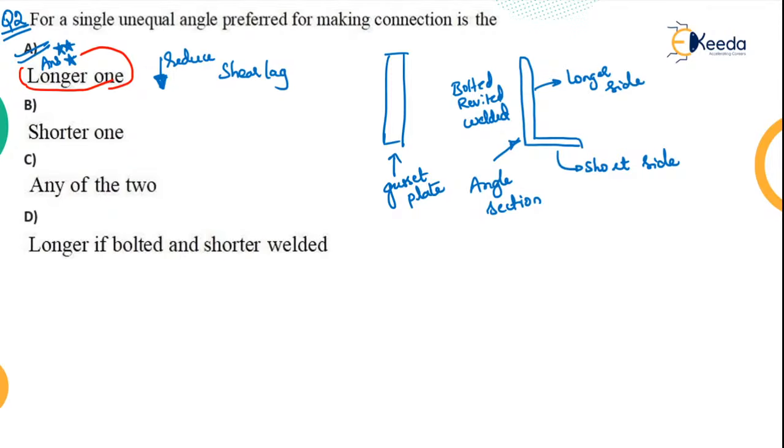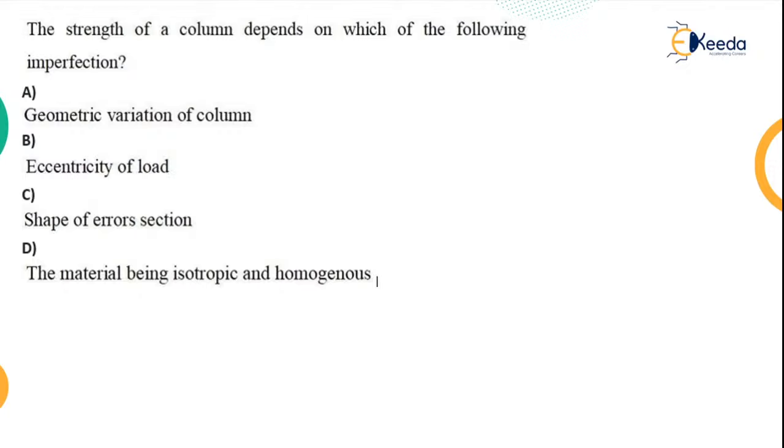Okay, let's move to the next question. Third question, question number 3. The strength of a column depends on which of the following imperfections?